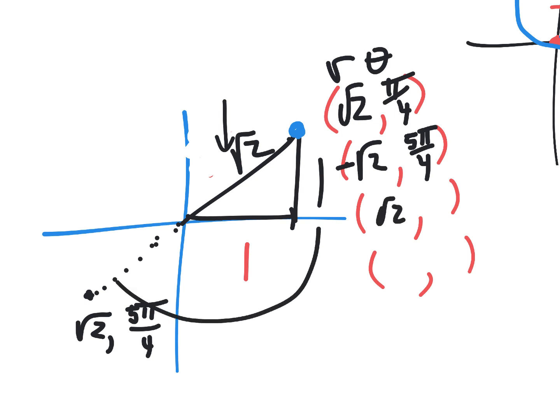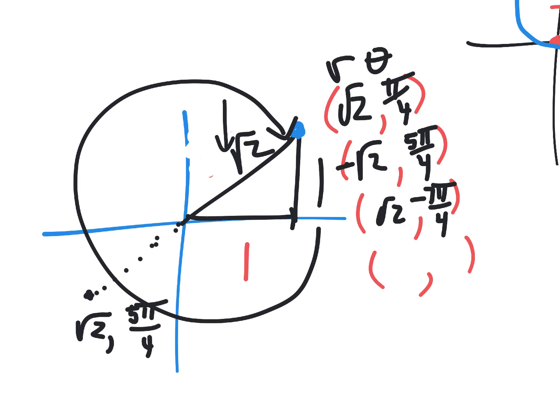Keep going. Square root of 2, negative 7 pi over 4. And that's going around this way. Negative 7 pi over 4. I agree with that one. And then the last one? Negative square root of 2 comma negative 3 pi over 4. And that's really this spot. Negative 3 pi over 4. I agree. Nice job.